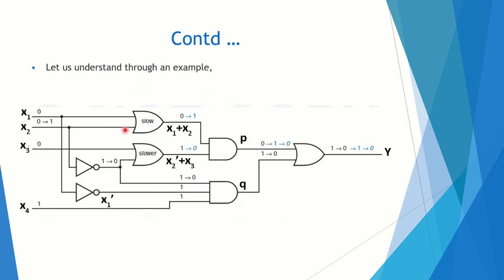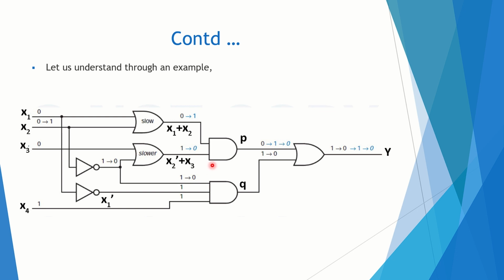This is a function here. So this is an OR gate. These are the variables x1, x2, x3, x4, where x4 is 1, x3 is 0, and x2 changes from 0 to 1, and x1 is 0. This is a slow gate, which has more delay than other gates, and this is another gate. This is the slowest gate, and it has the maximum propagation delay of all the gates.